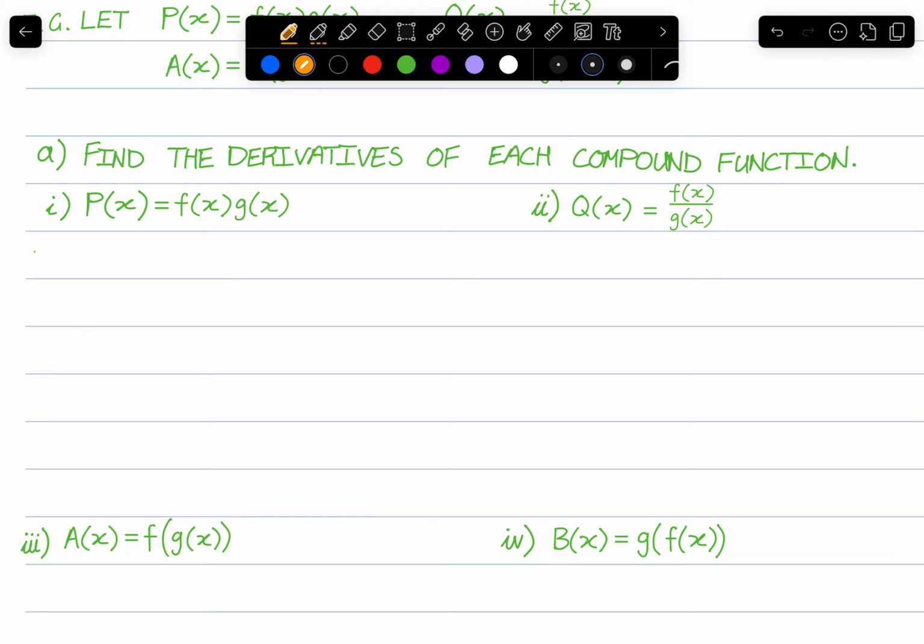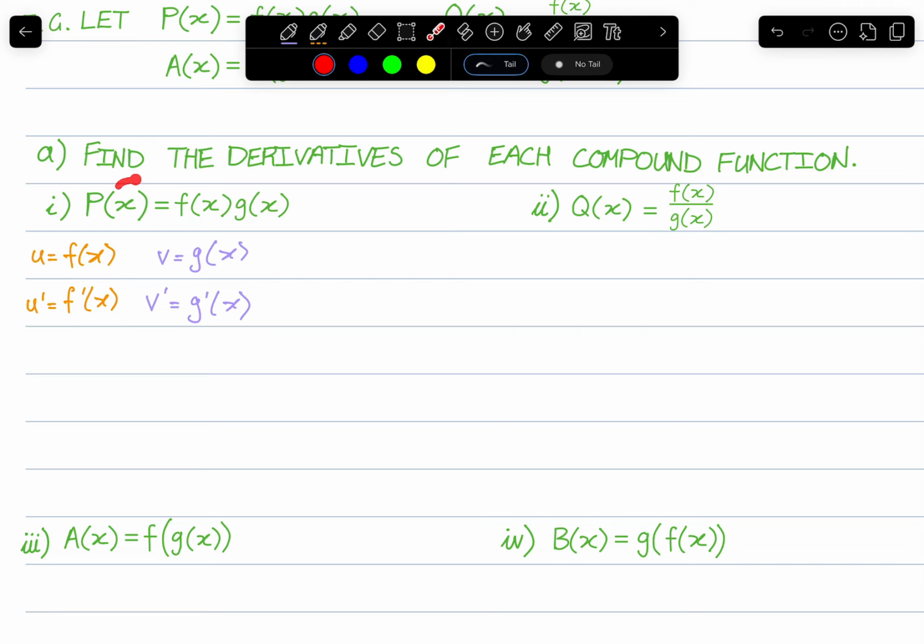I'm going to define u as f of x. And in this case, u prime is just going to be f prime of x. Similarly, v I'm going to write as g of x, which means v prime is g prime of x. And so now if we want the derivative of p of x, well, this is a product rule. There's a times in between here. And remember, the product rule is u'v, with bunny ears, and I put a plus in between.